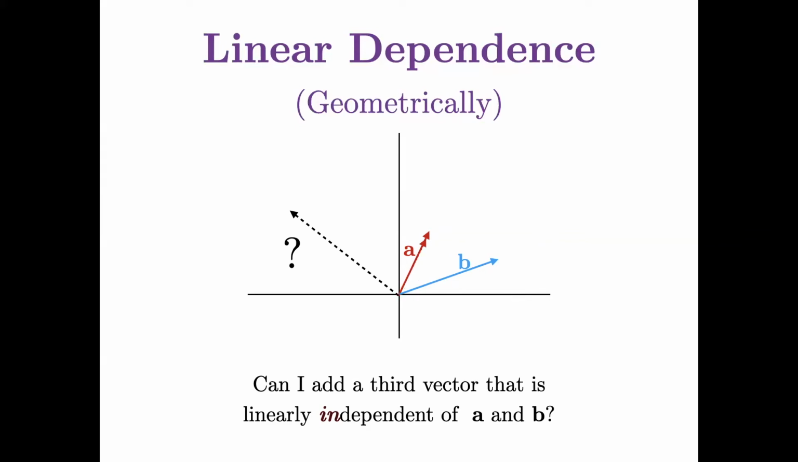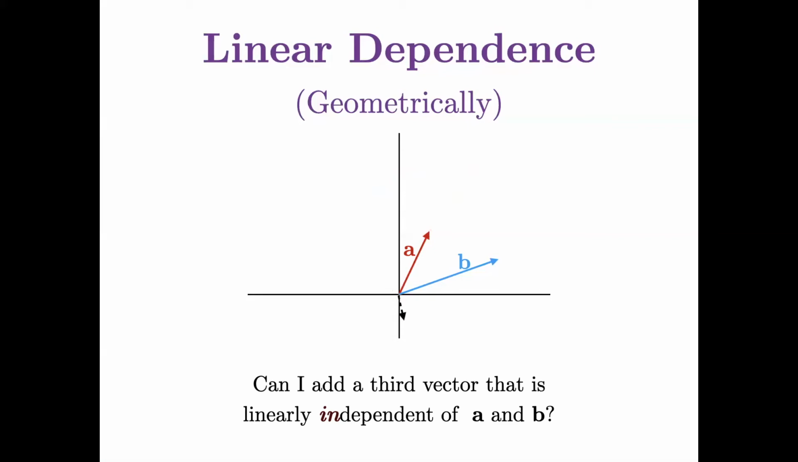And what you'll find is, yeah, I can reach that point. If I walk maybe 2.1 times A and then negative, I don't know, maybe it's more like 1.7 times B, I can reach that black arrow. So that doesn't count. That is not linearly independent because it's a linear combination of A and B. Let's try another one.